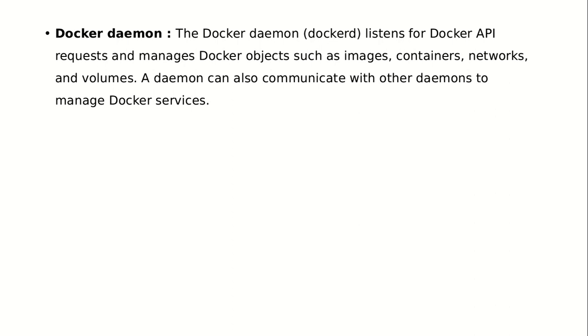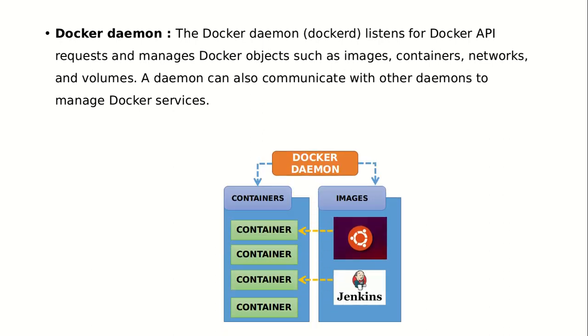Also, your Docker daemon can communicate with other daemons to manage the Docker services. That is, Docker installed on one machine can communicate with daemons that are installed on other machines. So this is how you will have the daemon. The daemon will help you to create your images, then run those as containers. It also helps you to create your volumes and your networks.